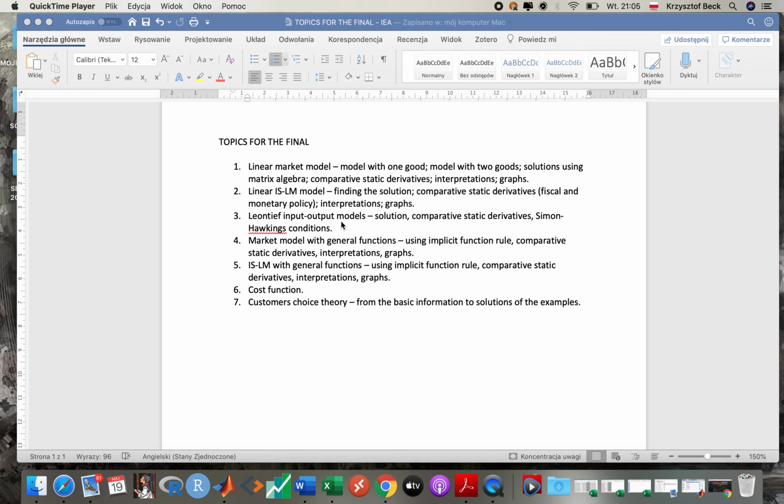Okay, then market model with general functions. So you will be asked to solve some problem where you have a market model and need to calculate some comparative static derivatives. You need to use implicit function rule, calculate comparative static derivatives, give their interpretation, make the graph. And then the same for ISLM model with general function. Use implicit function rule, put everything in matrix algebra, calculate comparative static derivatives, graphs, interpretations.